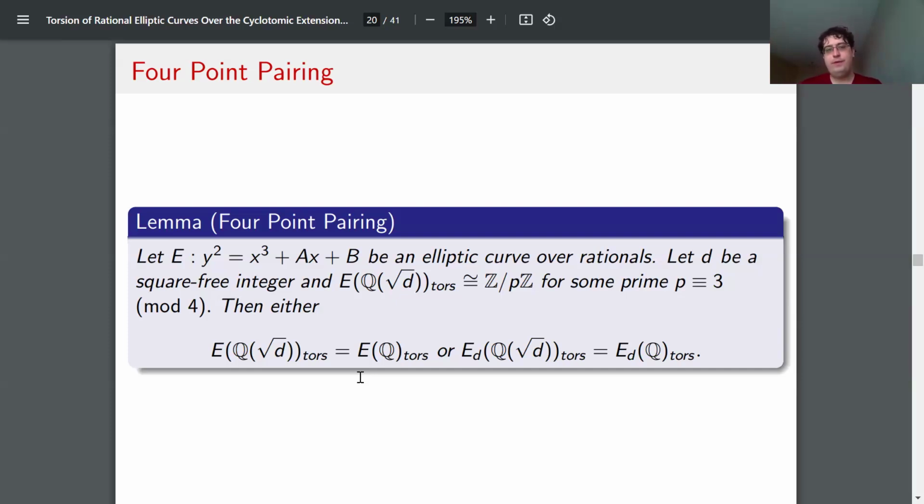One of the first lemmas: if d is a square-free integer, and the torsion over Q adjoined root d is modulo p for some prime p where p is 3 mod 4, then either all my torsion points in E are rational points, or I take the isomorphism, go to E_d, and now all the torsion points are actual rational points. So in one of them, all points are rational, and the groups are isomorphic. It's very good, because in the end my strategy is, if I can prove all or most of the points are rational, I can use Mazur's theorem and make the classification. So how do we prove this?